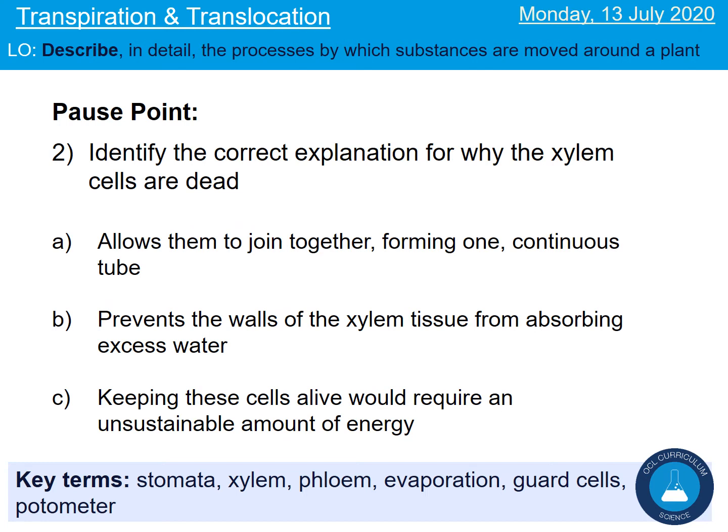We mentioned that one adaptation of the xylem cells was that they are dead. Picking from below the correct option for why this is an adaptive feature. Again, pausing the video, 10 seconds to make your choice. And our correct answer is B. Our xylem cells are dead. This prevents them from absorbing excess water because as they die, they shrivel up and lose their absorbency.